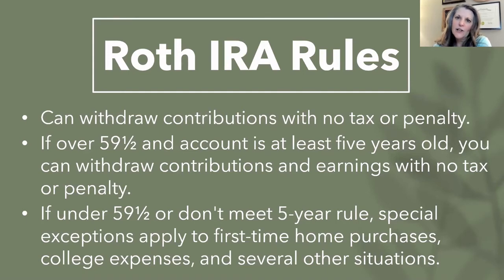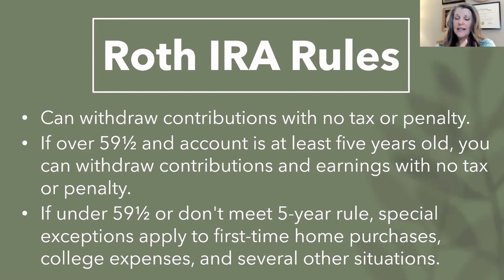Okay, I kept saying as long as you follow the rules. Here are some Roth IRA rules. You can always pull out your contributions with no tax or penalty. Okay, what does that mean? It means if you put $6,000 into your Roth account, and later you have an emergency and you need that money back, you can take back that $6,000 with no tax, no penalty.